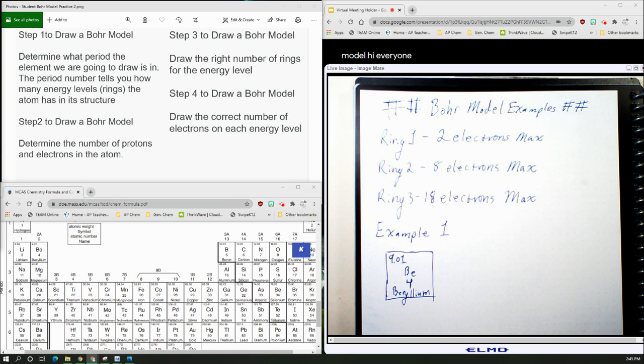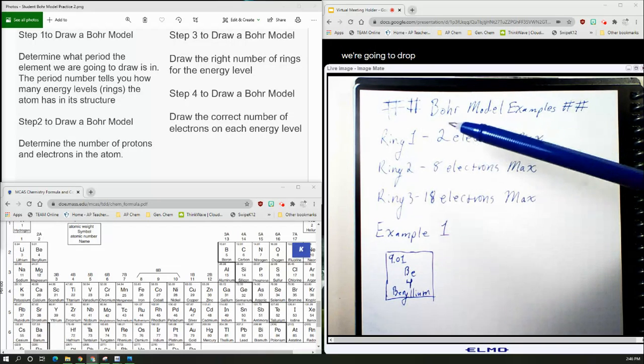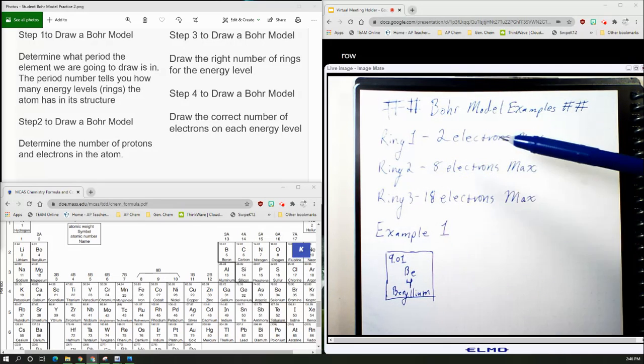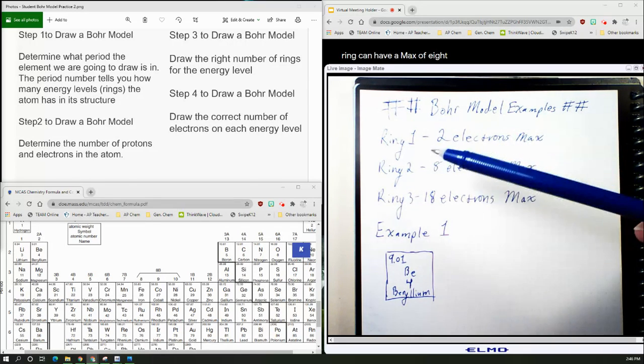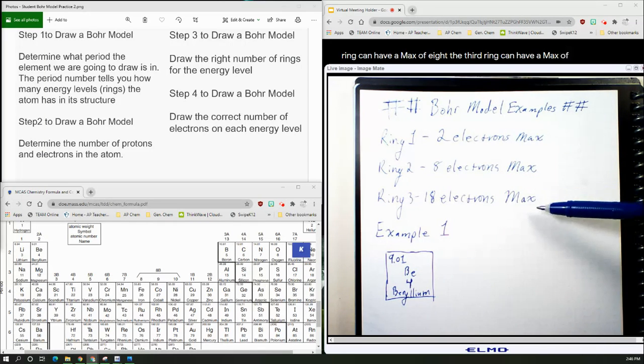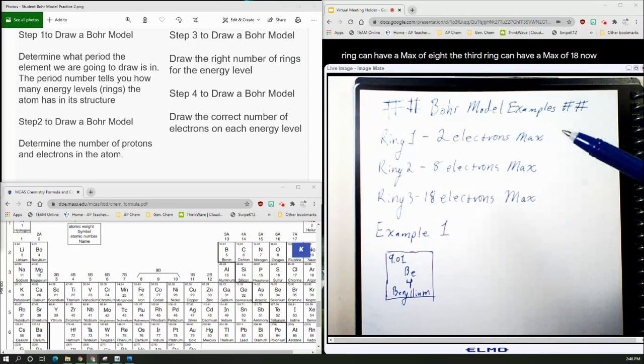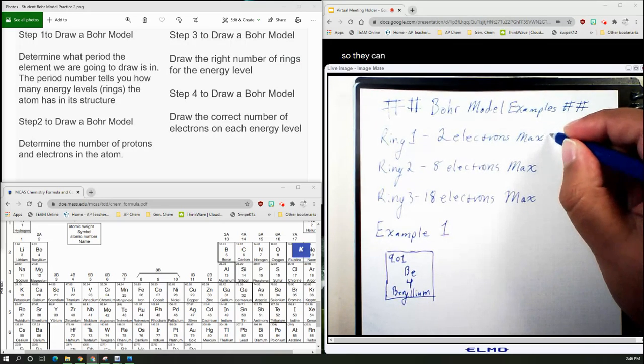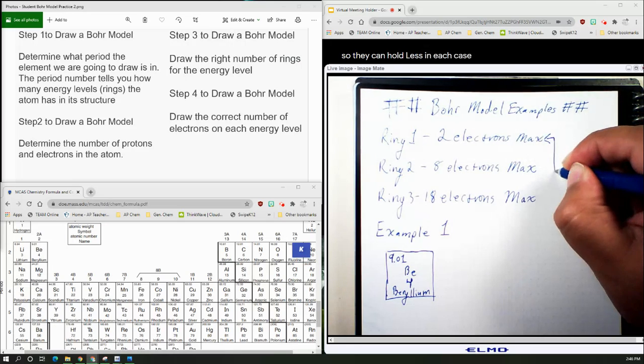Hi everyone. In this video, I'm going to walk you through how to do 3 or maybe 4 examples of Bohr models. Now, we talked about these in class, but here are a couple reminders. For the rings in the Bohr models we're going to draw, the first ring can have a max of 2 electrons, the second ring can have a max of 8, the third ring can have a max of 18. Now, just because that is the maximum, that does not mean that it has to have those, so they can hold less in each case.